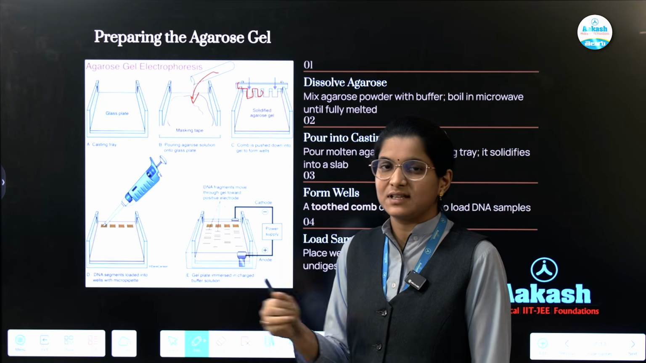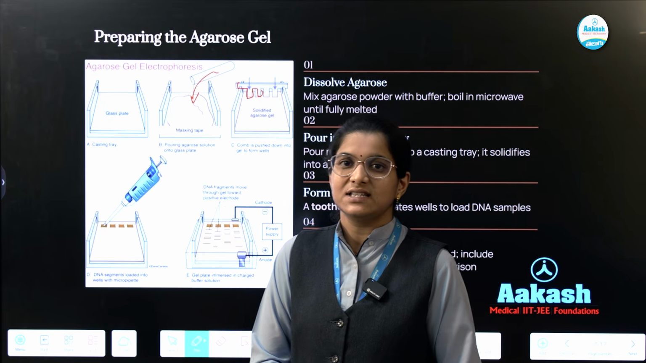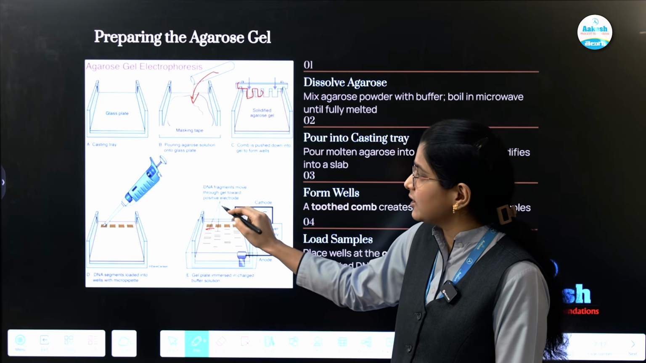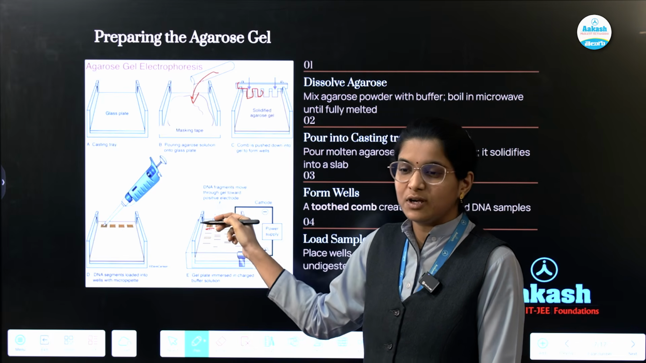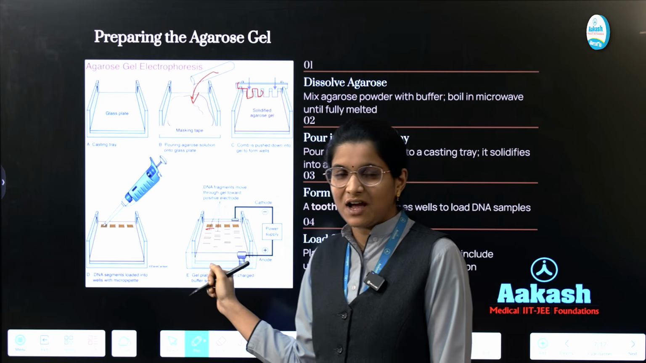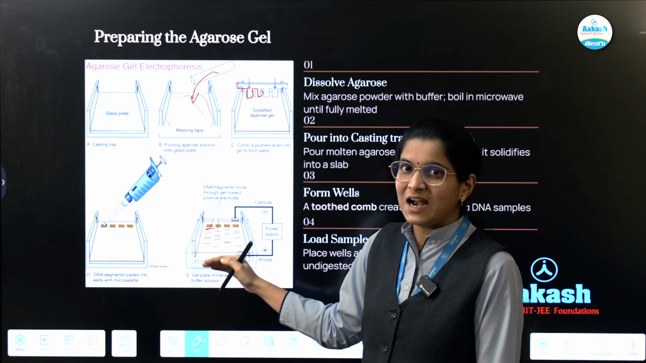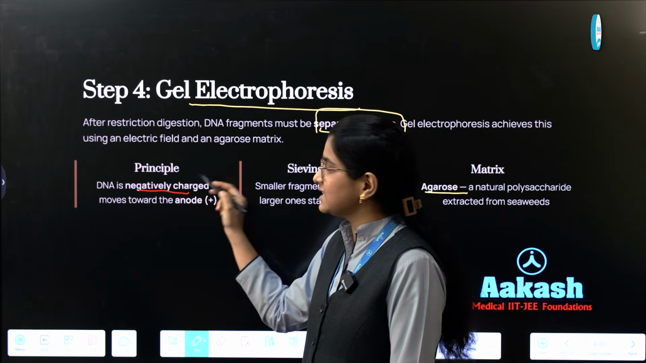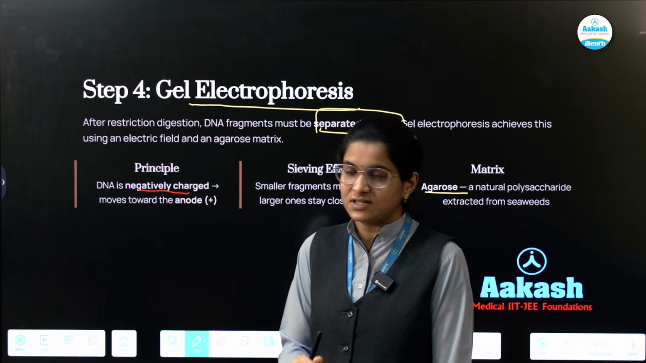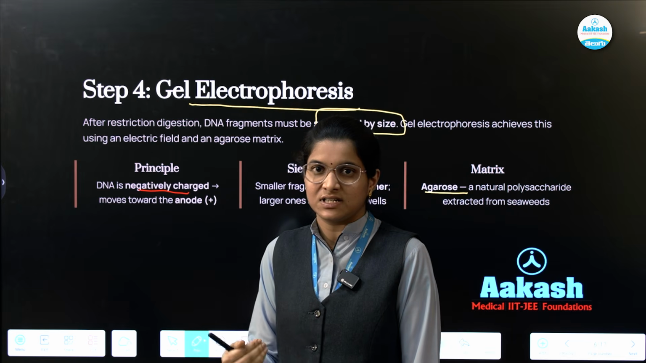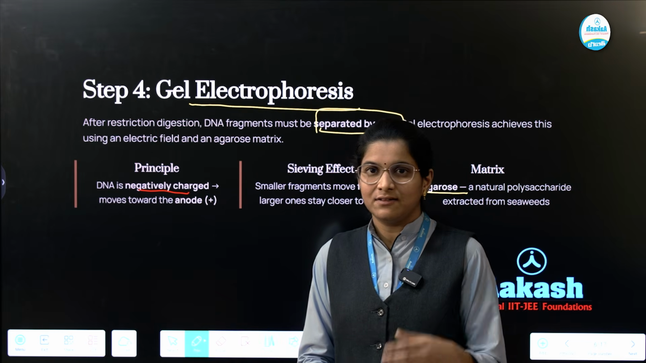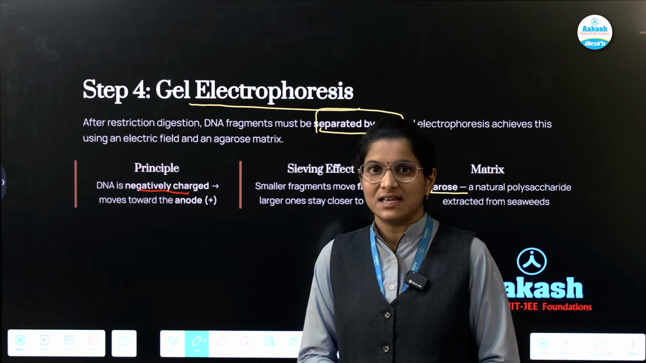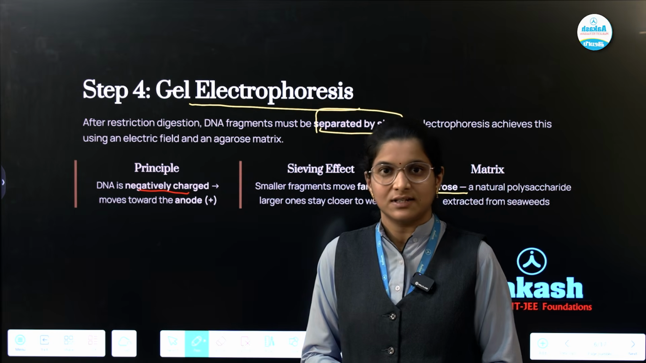While the smaller fragments, they migrate faster because it is easier for them to cross through the porous nature of the gel. So, larger fragments will be closer to the cathode and they will be closer to the wells, while the smaller fragments, they will be away from the wells and they will be closer to the anode. So, what is the principle here? Since DNA is negatively charged because of the presence of the phosphate groups, it starts moving towards the positively charged anode. The smaller fragments, they will move away from the wells and they will be closer towards the anode, while the larger fragments, they will be closer to the wells and they will be closer towards the cathode.